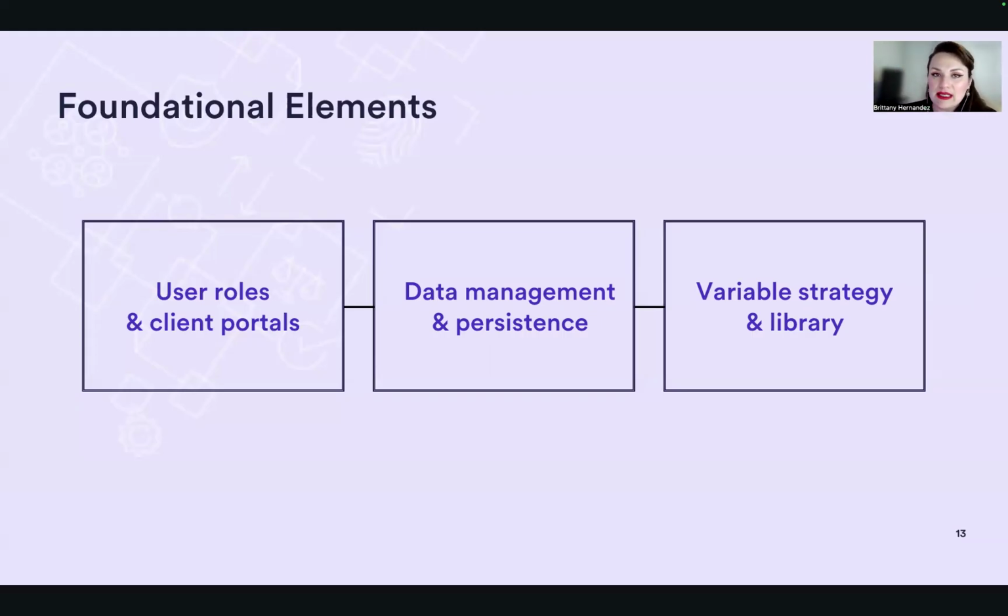Data management and persistence. We've seen from the data manager how we can take information from one place and move it into another place, or reuse or repurpose that. And persistence comes from what we saw with our client, where if they've already previously answered information, then they don't have to enter it again. It just remembers that in the future. And this is because we have a consistent variable strategy. What I like to use is something called a variable library, which is just something that helps me stay organized so that I can use it consistently.